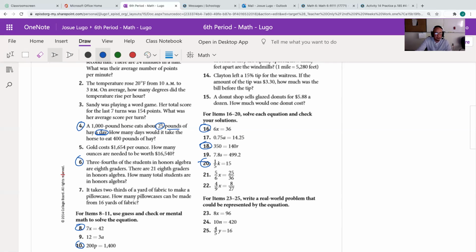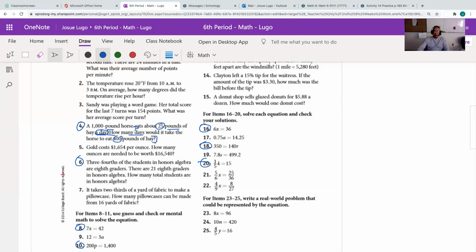We don't know the number of days. Let's see what the question's asking. How many days? So there you go. We don't know the number of days. That is our variable. Anytime they say how many of something or how much of something, you know that that is what we're looking for. That is our variable. So how many days would it take the horse to eat 400 pounds of hay?